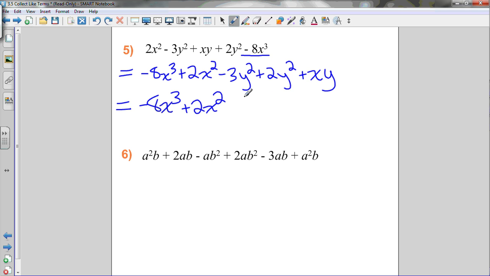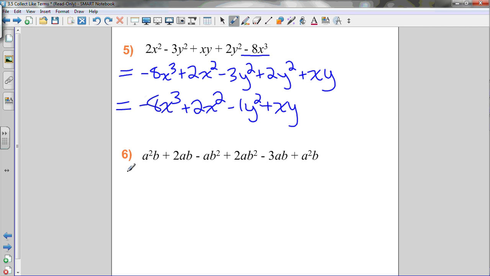So simplify by adding or subtracting the coefficients. So -3 plus 2 is -1, and then keep the variable and the exponent exactly the same. And at the end, I still have a plus xy. Now we can't simplify this any further. We can't collect any of these together because none of these are like terms. None of them have the exact same variables or the exact same exponents.